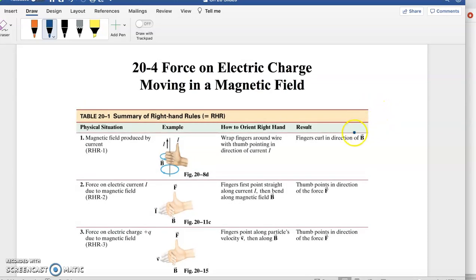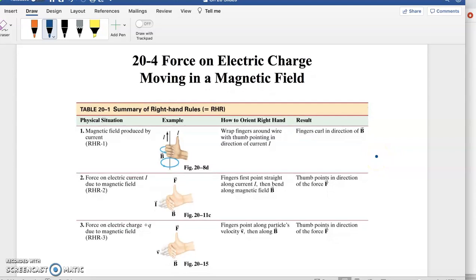Here is how to determine the direction of the magnetic field. This is to determine the direction of the magnetic field, and these two to determine the direction of the magnetic force. This one is related with F is equal I LB sine theta, and this one is related with the formula F is equal Q V B sine theta. All right? Okay.